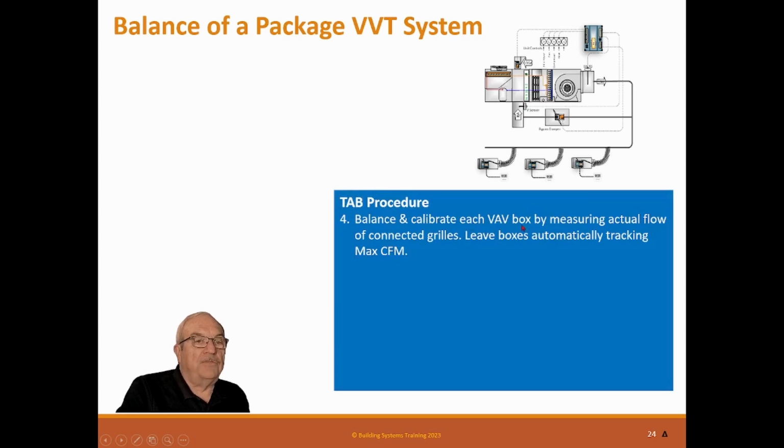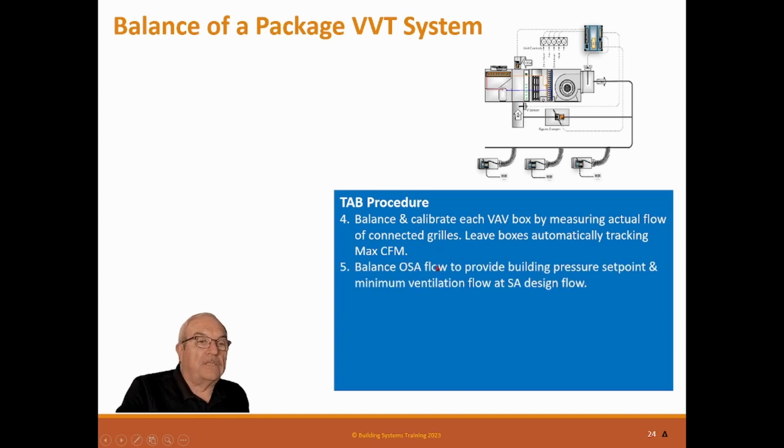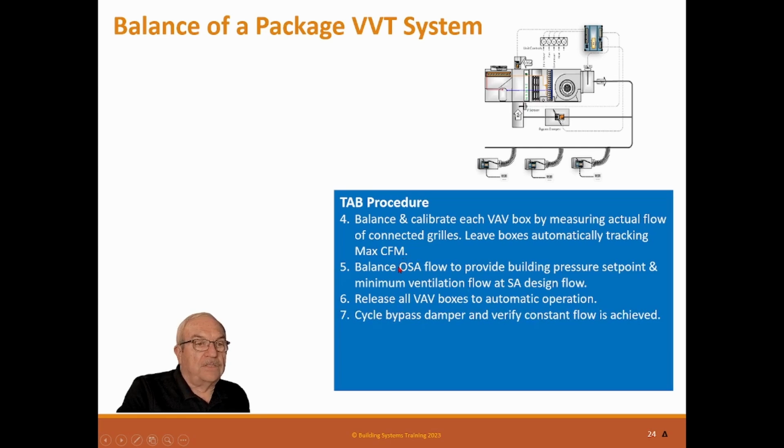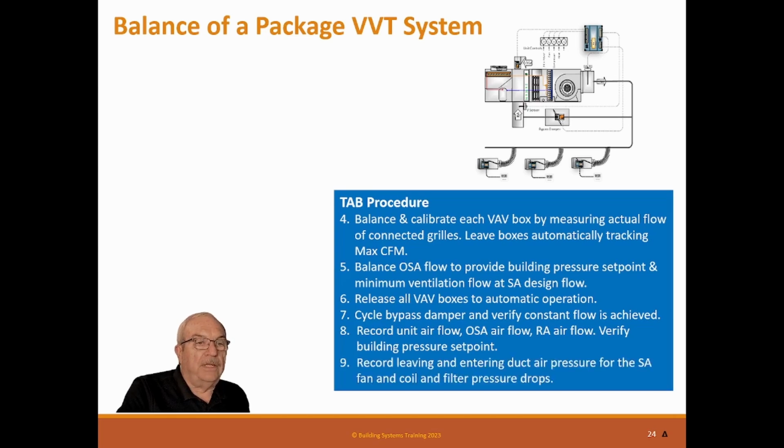Balance and calibrate each VAV box by measuring actual flow of the connected grills. Leave boxes automatically tracking maximum CFM. Balance outside airflow to provide building pressure set point, minimum ventilation flow, and supply design flow. Release all VAV boxes to automatic operation. Cycle the bypass damper to verify constant flow is achieved. Record unit airflow, outside airflow, and return airflow. Verify building pressure set point. Record heating and leaving duct air pressure for the supply fan and the coil and filter pressure drop.